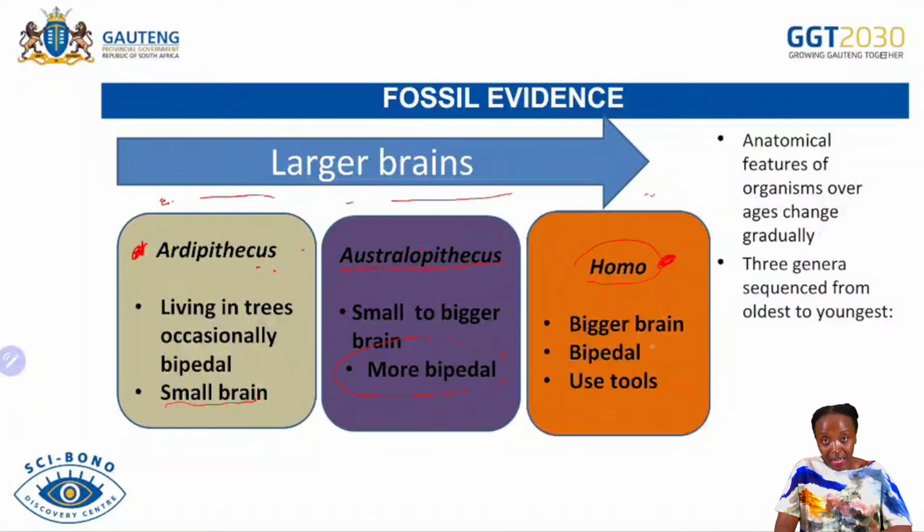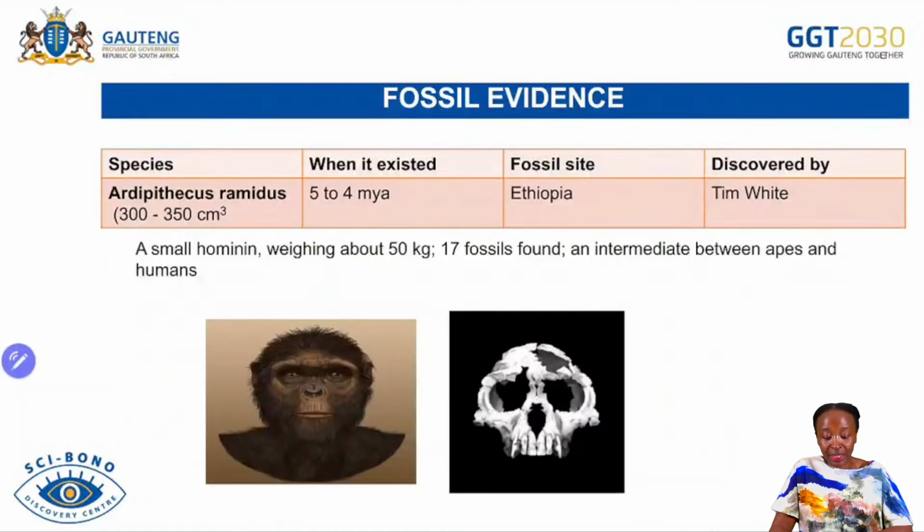They are bipedal, it means they only use two limbs, their hind limbs, to walk. So there's more that is added onto the Homo genera. These are the three ones, and they are sequenced from the oldest to the youngest. We're going to look at the features as they gradually changed over time.